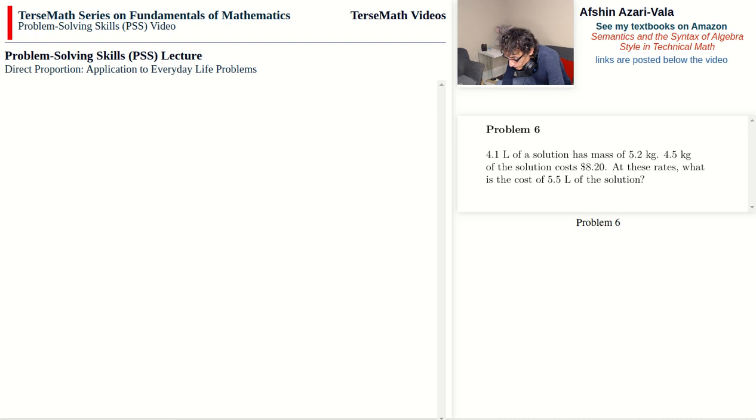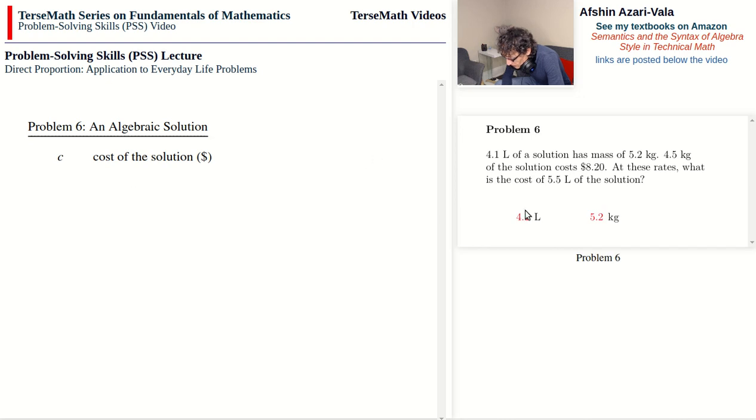Okay, we start our solution then. What we are seeking is the cost of the solution in dollars, and we use lowercase c to represent its value. Now, we notice that we have two relationships, as I just mentioned. One of them is 4.1 liters and 5.2 kilograms, and the second relationship is 4.5 kilograms and the cost of $8.20. And therefore, our equation will have two divisions, and this will be the format.